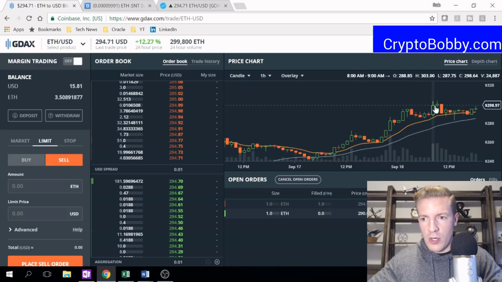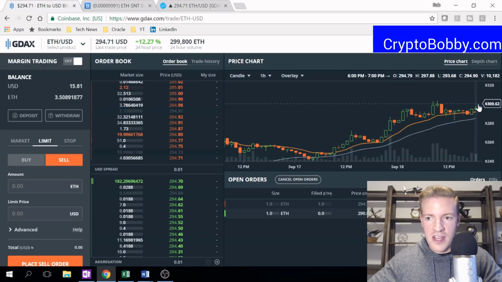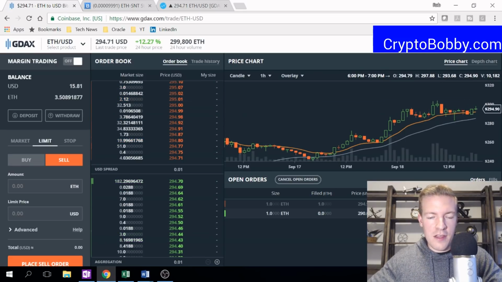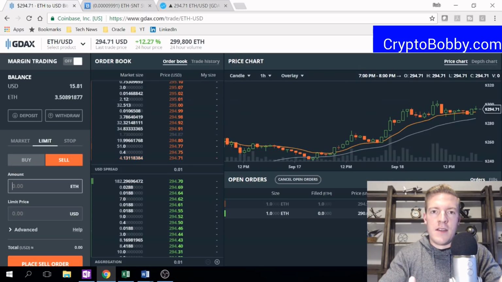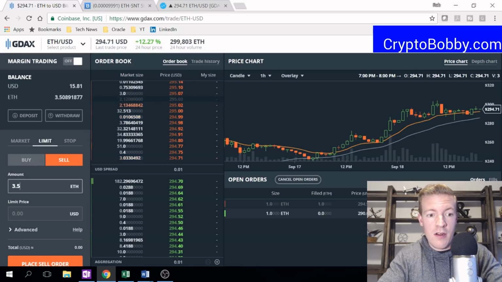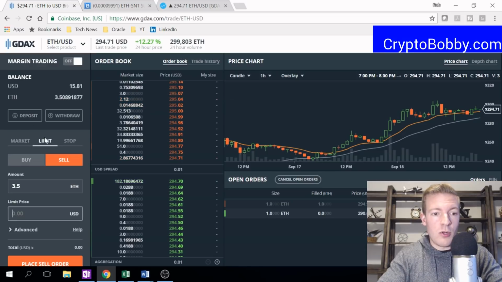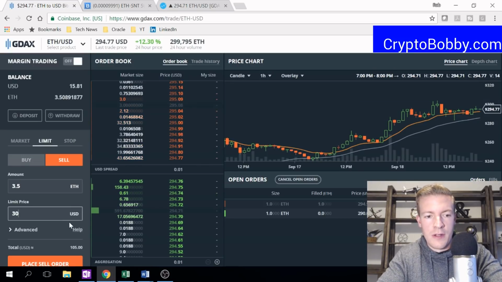Let's just say I pull this back up to a 1-hour chart, and we saw the price of Ethereum hit $302 and then quickly sell back down. So let's say I see this 3.5 ETH, and I say, it's going to hit $300 again, and as soon as it does, I'm going to take my profit because I think it's going to drop back down. Basically, I pop in here and do a limit order. I'm going to sell 3.5 ETH for $302, or let's say $305, and then I'll place that sell order.